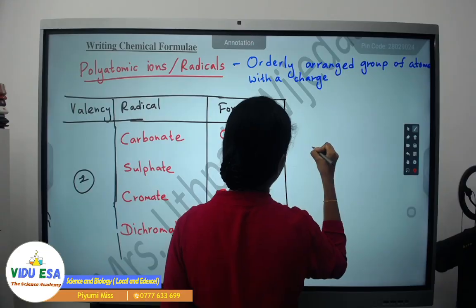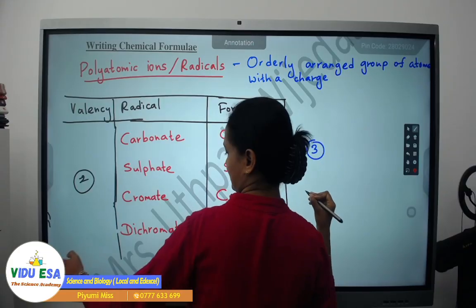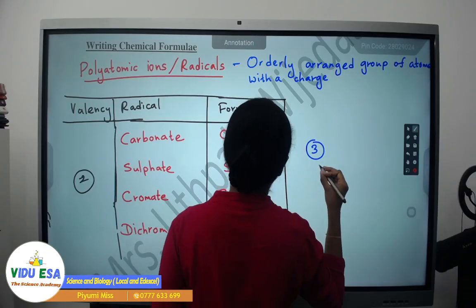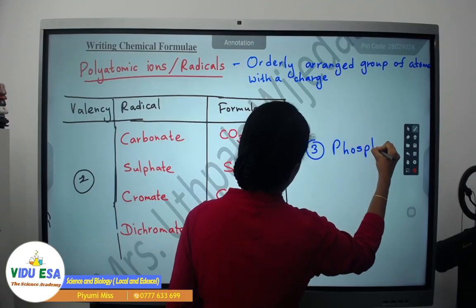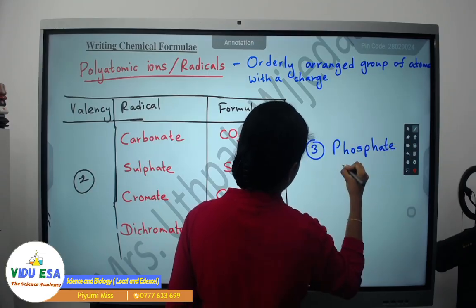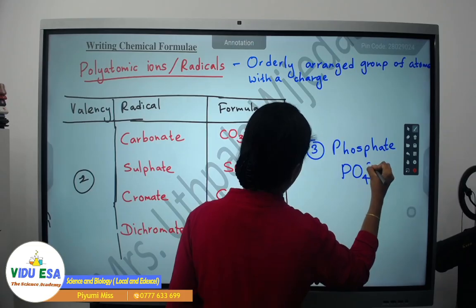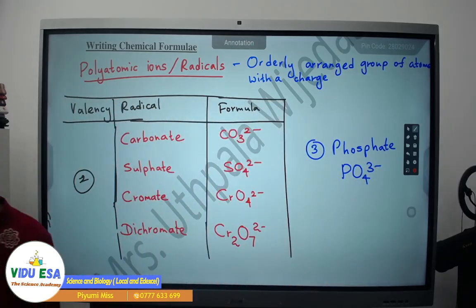There is only one. Therefore, I will write it like this. You can continue the table, right? The one which is having valency 3, that is phosphate ion. That is PO4 3 minus. Phosphate ion. That's all for valency 3.